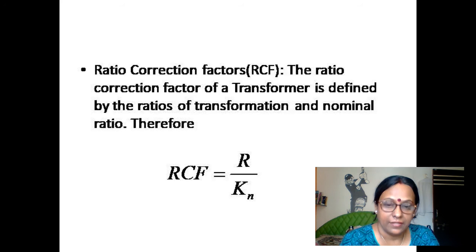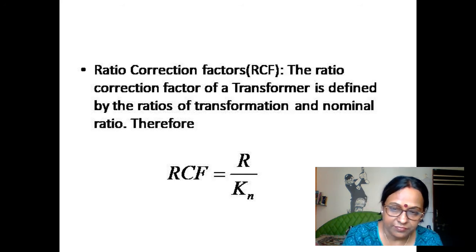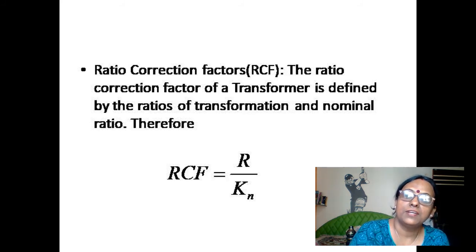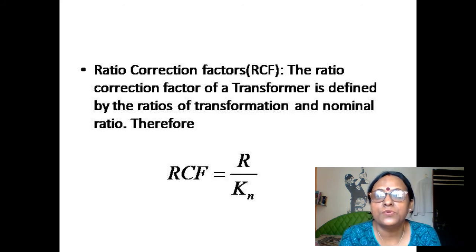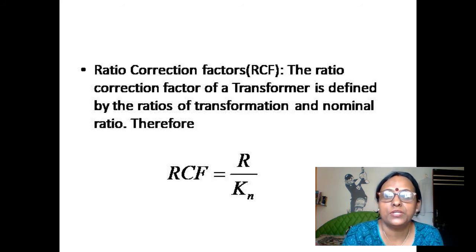Another one is the RCF, ratio correction factor. Ratio correction factor of a transformer is defined as the ratio of the transformation ratio and nominal ratio. The RCF is equal to R by KN.